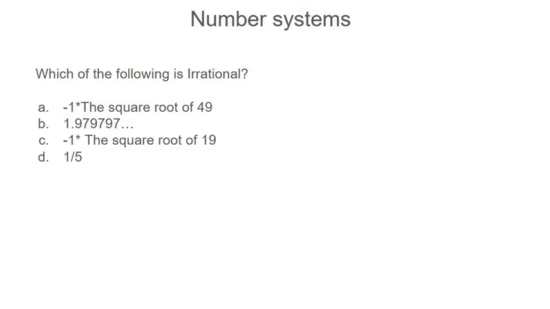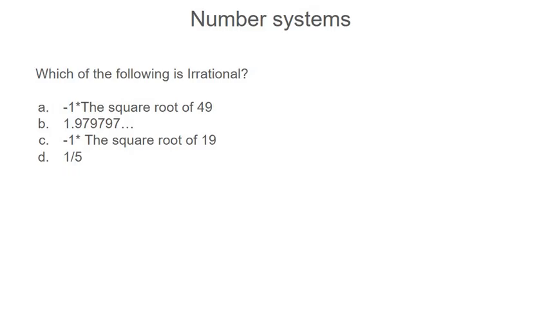Now let's look at c. -1 times the square root of 19. Square root of 19 is not one of those nice numbers, which is good. We finally found an irrational number, and it's negative the square root of 19, which is irrational. We don't even have to look at 1/5, but it's literally in a ratio. How can it be irrational? That doesn't make any sense whatsoever. So, yeah.